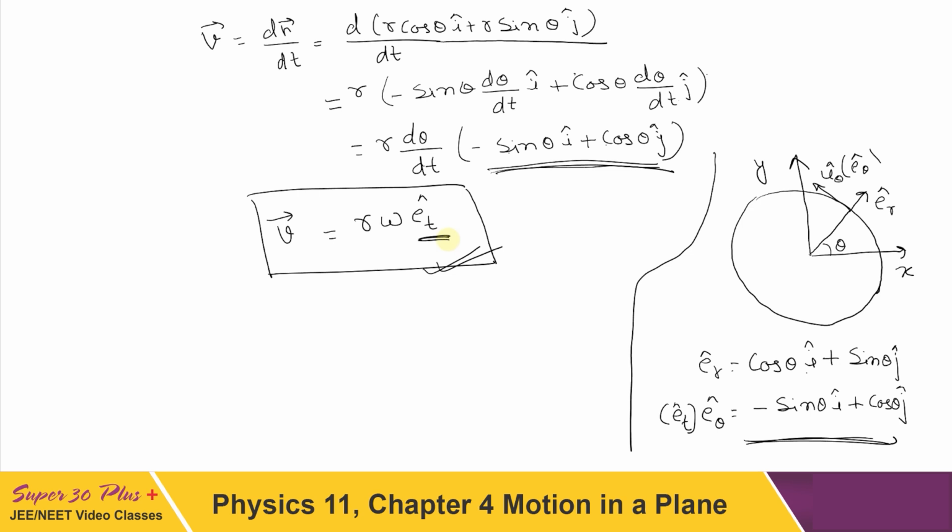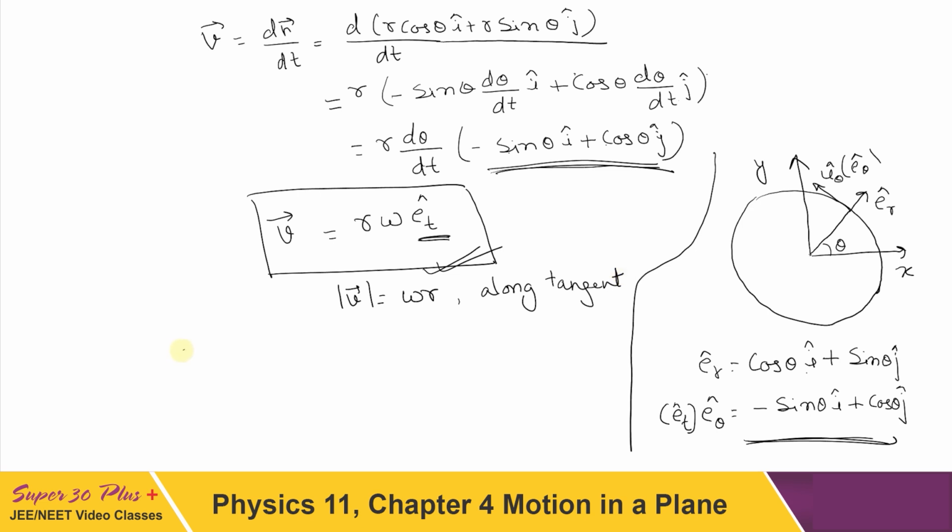So now from here we can say that magnitude of velocity will be equal to omega r and its direction has to be along tangent. This is a very important result. Velocity always should be along tangent. Whenever direction of tangent is known, that has to be the direction of velocity.